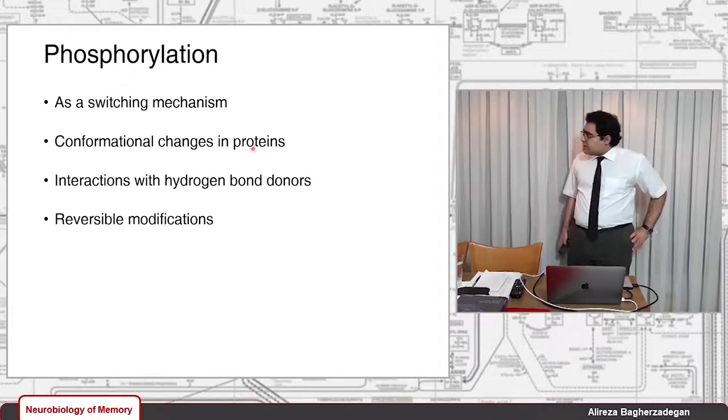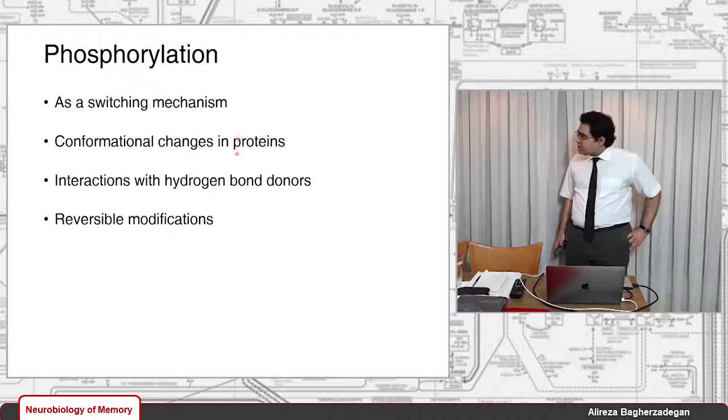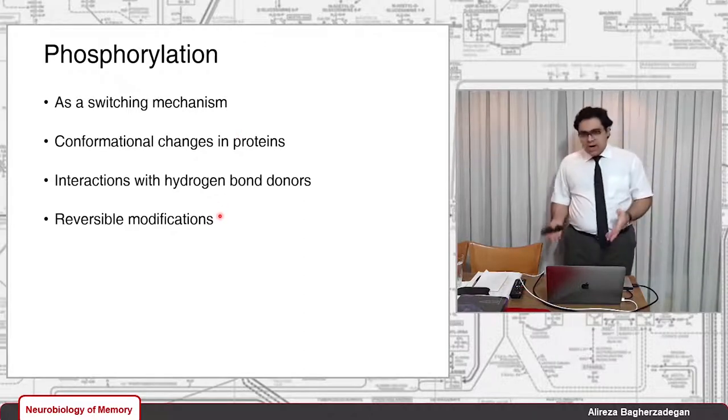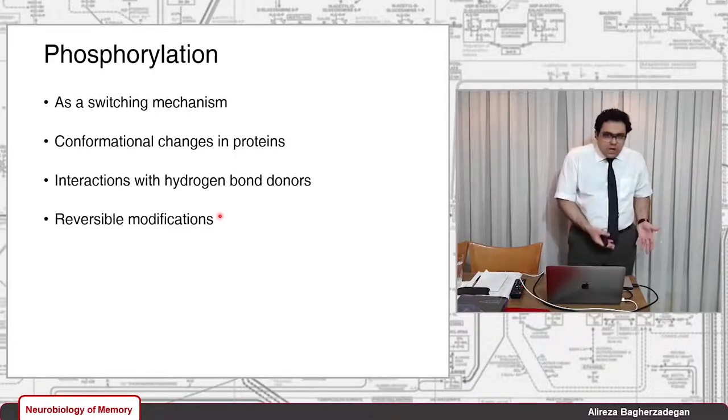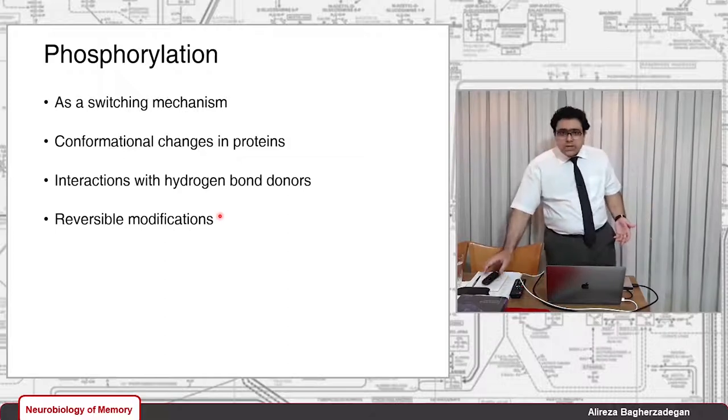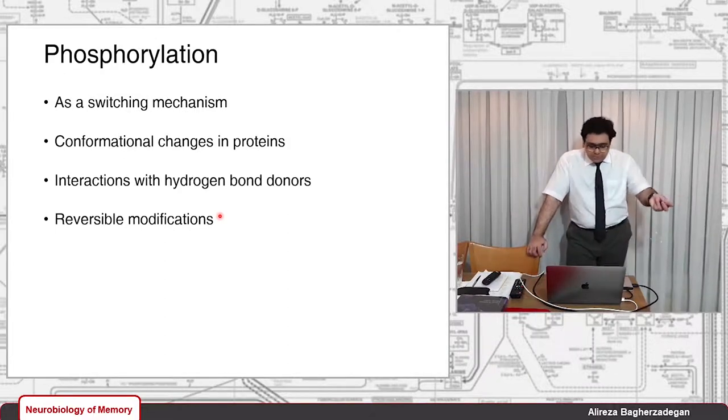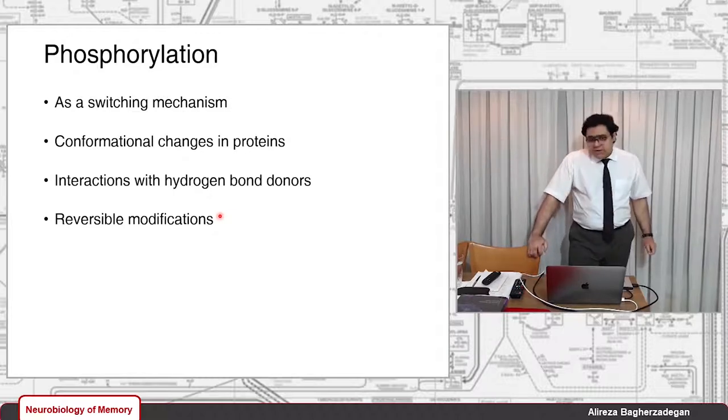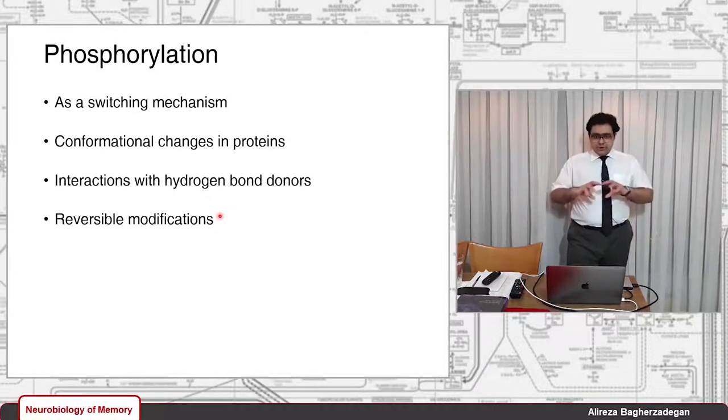Hopefully, all the modifications and conformational changes caused by phosphorylation are reversible. I told you that switching off is as important as switching on, or sometimes switching on is as important as switching off. We don't want a signaling protein in the cell to be always on or always off, so we need a reversible switching mechanism. A good thing about phosphorylation is that it's reversible.